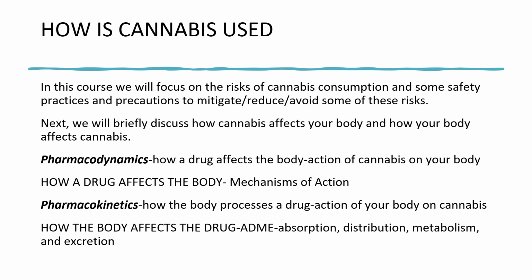Pharmacodynamics is how a drug affects the body. That is the action of cannabis on your body. It's called the mechanisms of action. Pharmacokinetics is how the body processes a drug. It is the action of your body on cannabis. And how your body processes drugs is called ADME. That's absorption, distribution, metabolism, and excretion or elimination.